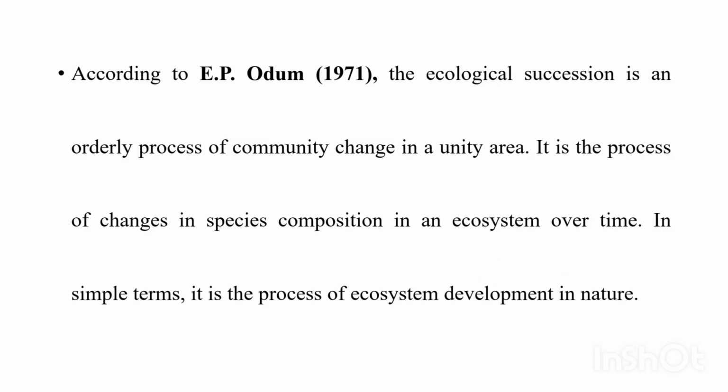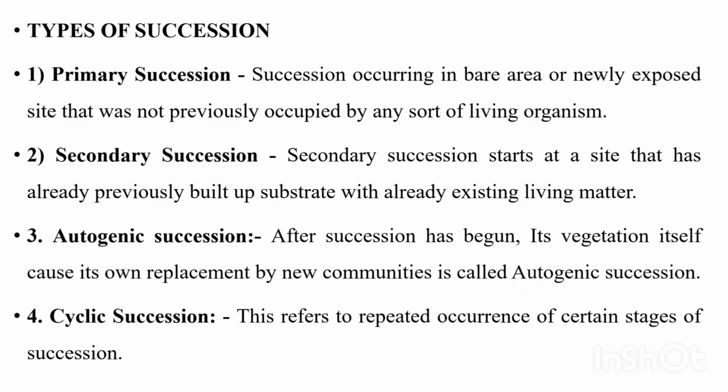According to E.P. Odum, ecological succession is an orderly process of community change in a unit area. It is the process of changes in species composition in an ecosystem over time. In simple terms, it is the process of ecosystem development in nature. So there are different types of succession.